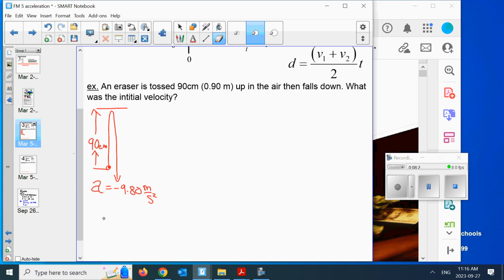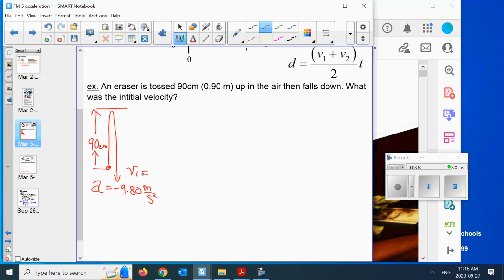Okay, what else do we know? We want the initial velocity V1. And we'll list some stuff like that. I'm going to put it down here where it's initially thrown out of my hand, right? 90 centimeters is basically what I was doing. Okay. That's about 90 centimeters. So that's the scenario. It had to stop at the top.